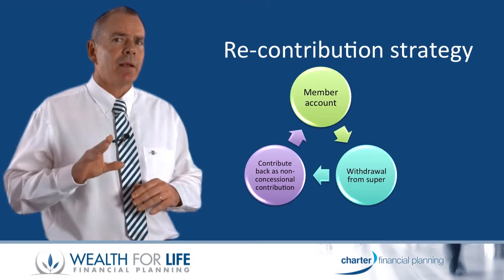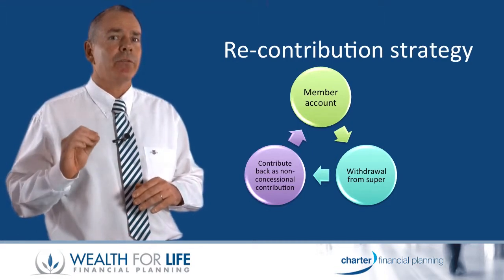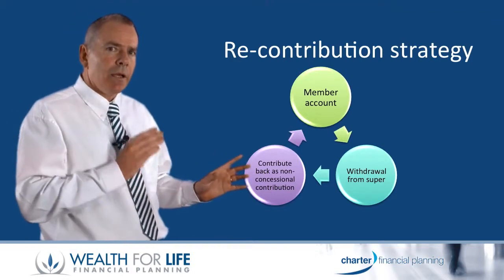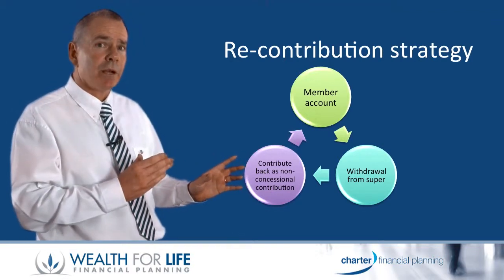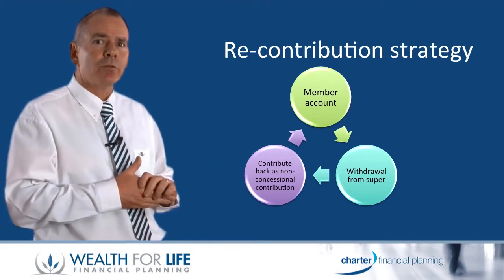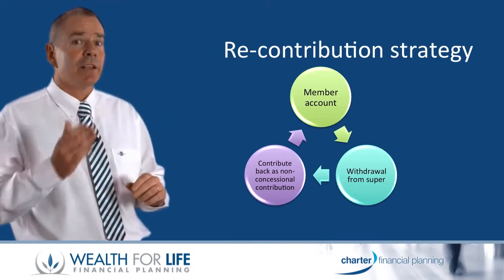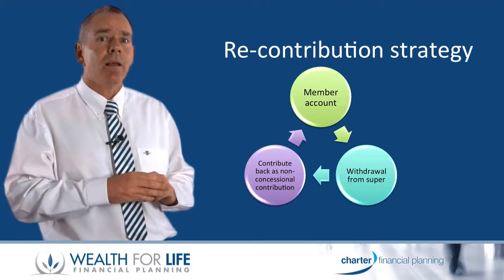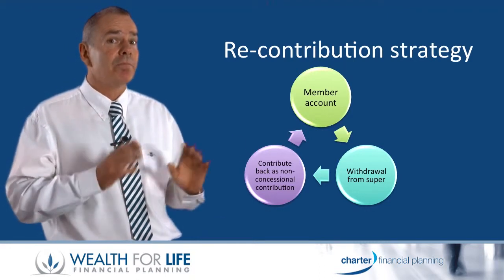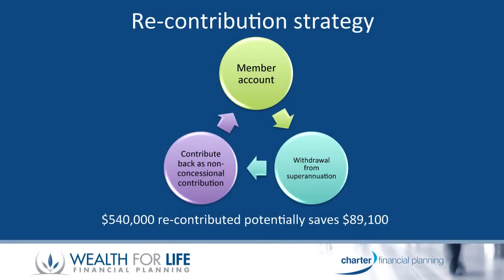To be able to undertake the recontribution strategy, you need to be aware of a few rules. You need to meet a condition of release for the superannuation. There is potential tax on withdrawals for members under age 60 that you need to consider, as well as the eligibility to recontribute the superannuation and the limits on the non-concessional contributions back into super. If you are eligible for a recontribution strategy, an amount of $540,000 recontributed could potentially save tax of $89,100, providing a substantially greater death benefit to be paid to adult children.